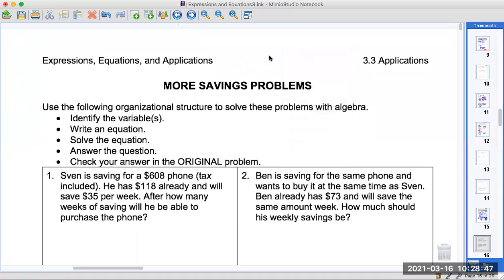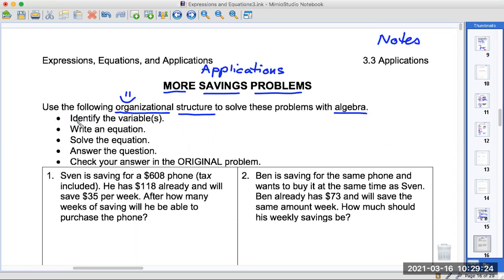More savings problems. So savings, money, that's called applications because this is real life. We want to save money. Okay. Use the following organizational structure. This means you're organizing your work, and that's always a very good thing in math, to be organized to solve these problems with algebra. So we're using formal algebra to solve it, which means setting up an equation and solving it. Here are the steps.